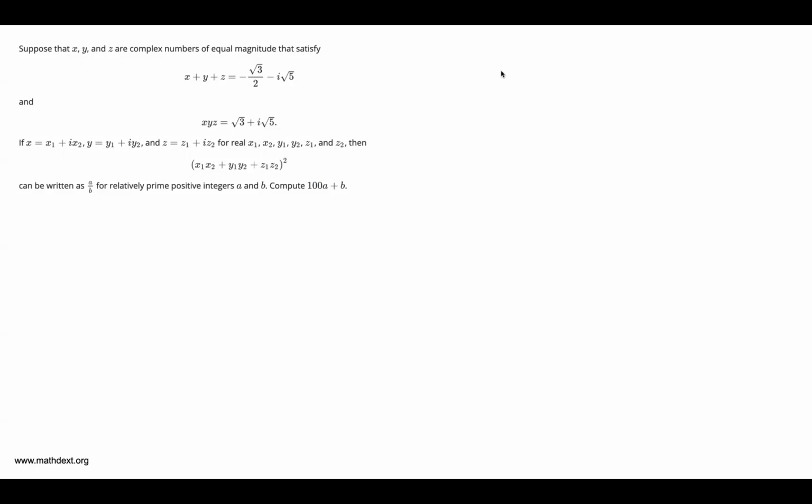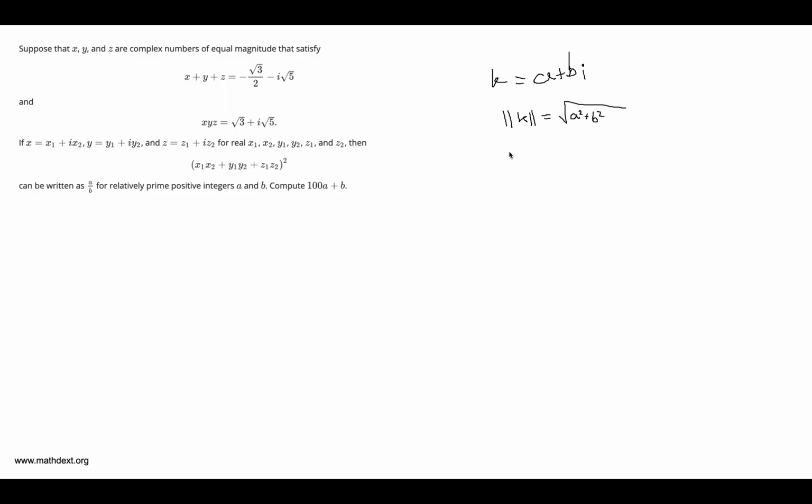The first is, let's say you have a complex number, we'll call it k, and k is equal to a plus bi. Then we have the magnitude of k. That's the distance from k to 0. It's actually going to be equal to the square root of a squared plus b squared. Right?